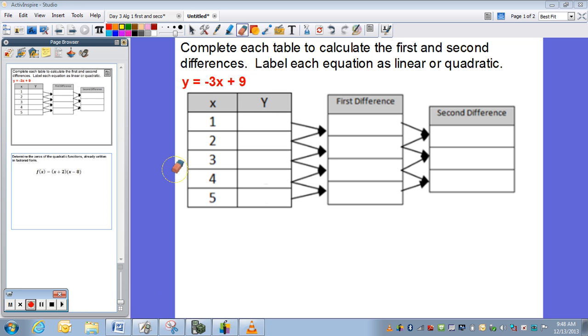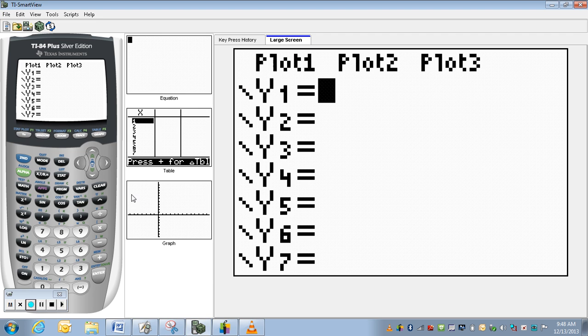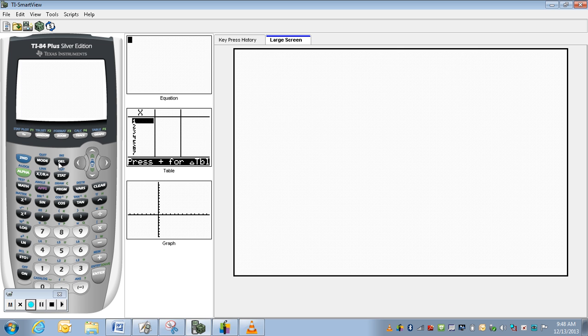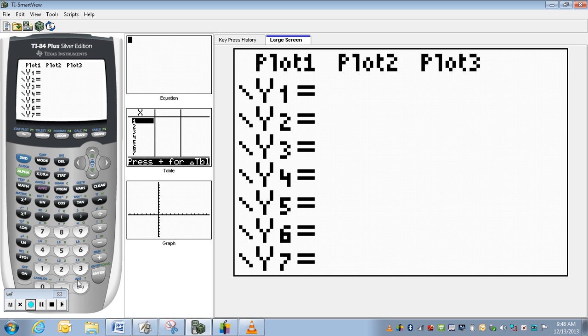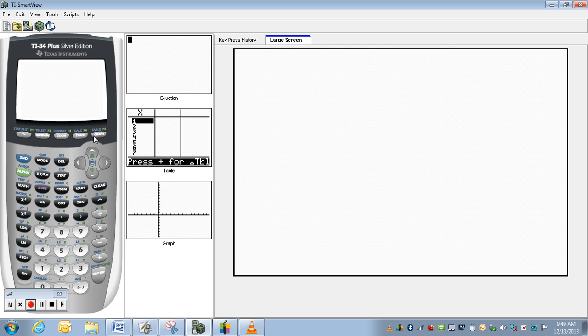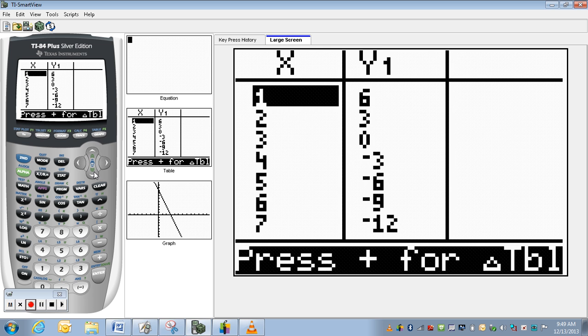You're going to put your equation in y equals. All right, so I'm going to go to my calculator, and what do I have to type first? Negative 3x plus 9. But before I type that, which button do I have to press first on my calculator? Y equals. Okay, and then what am I typing? Negative 3x plus 9. Okay, and then what do I do next? You press second graph, and you see the 1. Then you got to fill in the chart.